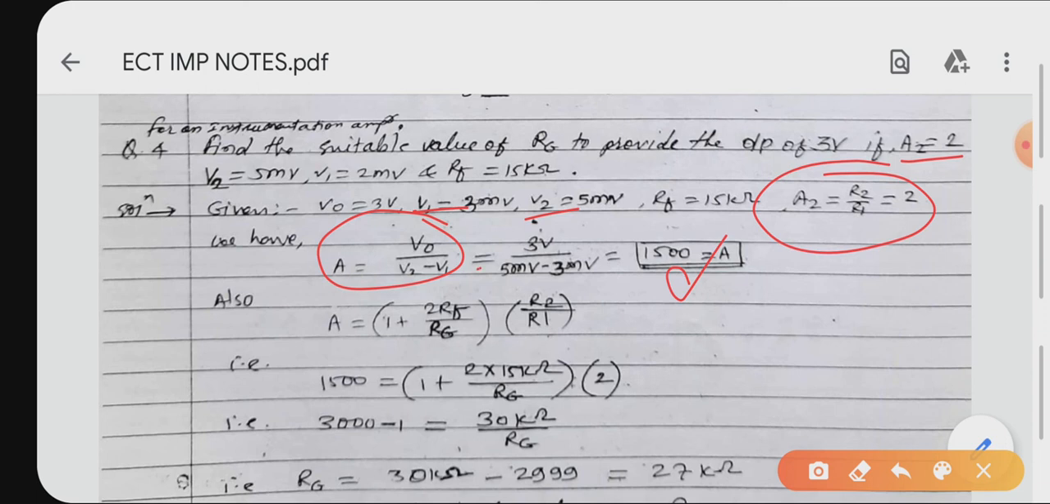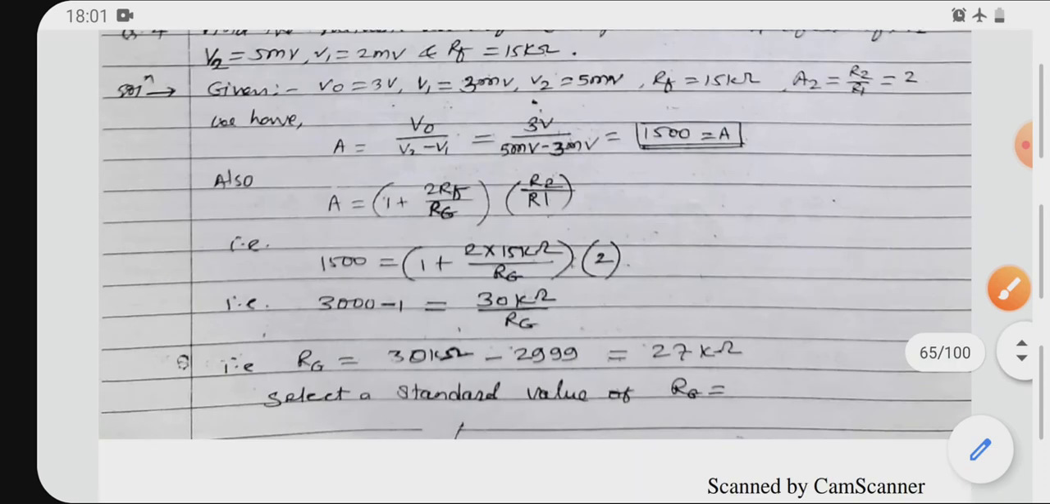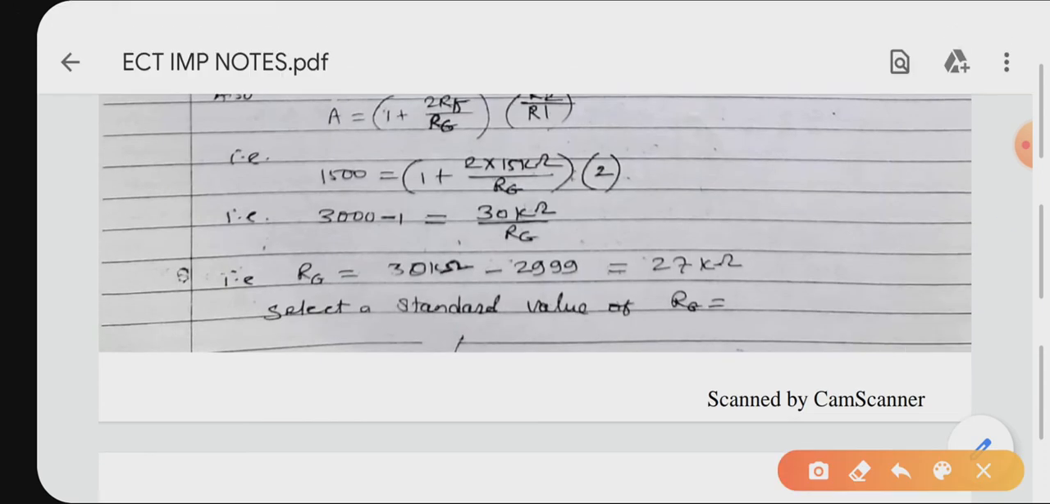Now use this standard formula, A is equal to 1 plus 2RF by Rg into R2 by R1, keeping the value of gain 1500 and keeping all the values of RF, and this is the value of R2 by R1. So you will get the value of Rg as 30 kilo ohm minus 999, it is equal to 27 kilo ohm. So you can select a standard value of Rg from the data sheet, here not written, you can select it as 27 kilo ohm.